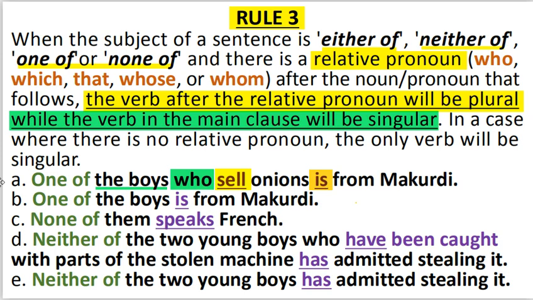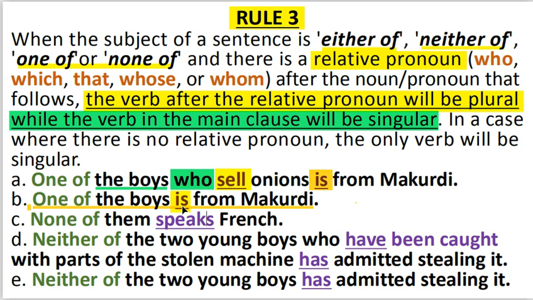Let's go to example B. One of the boys is from Makurdi. In this case, the relative pronoun is not there, so we have only one verb, and that verb, I say, should be what? Singular. That is why we have the verb is. One of the boys is from Makurdi.